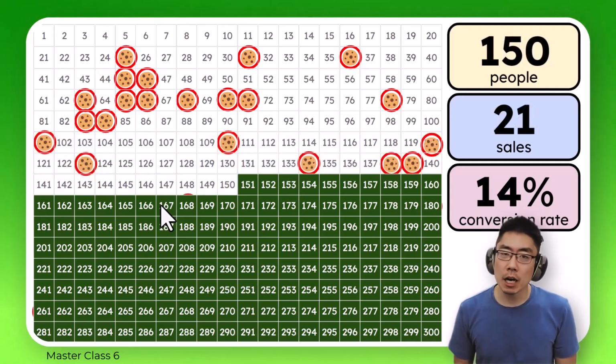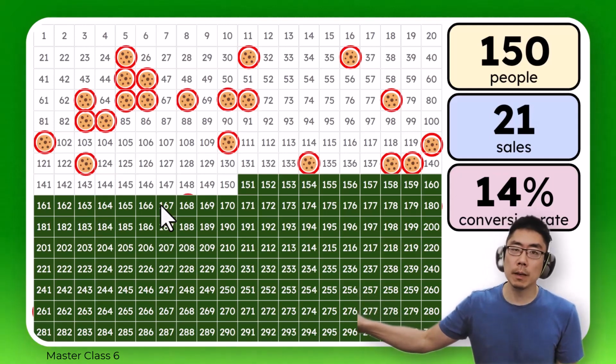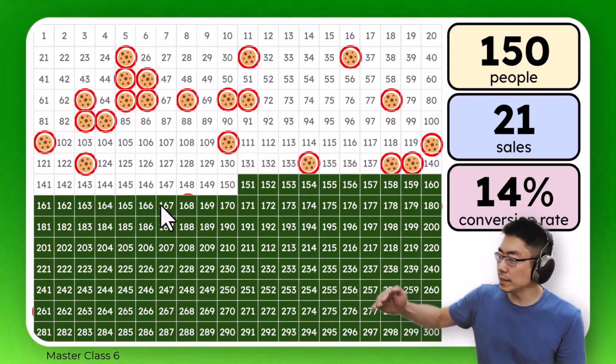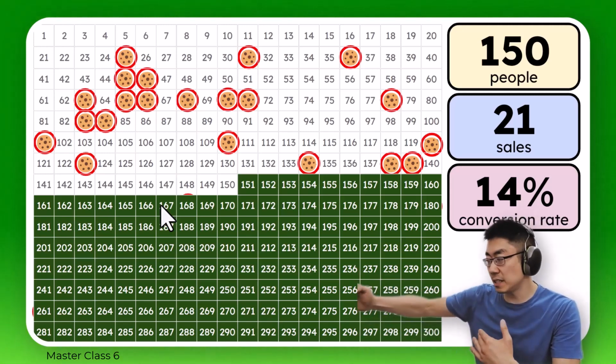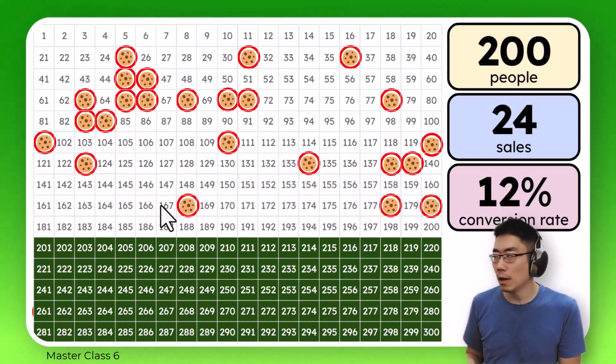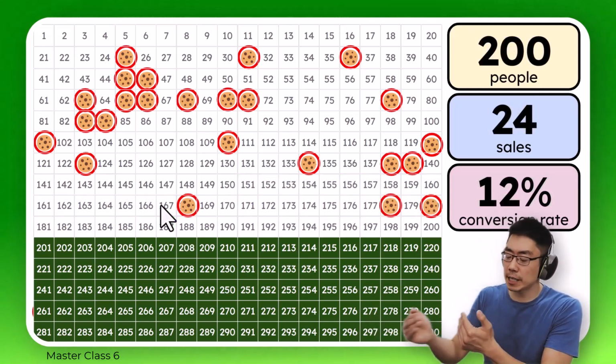I've now chatted with 150 people, and 21 of those people have decided to buy cookies. My conversion rate is still at 14%, but you can see how the conversion rate is sort of changing. This seems to have stabilized around 14%. Now I chatted with 200 people. I've made 24 sales. The conversion rate changes to 12%.